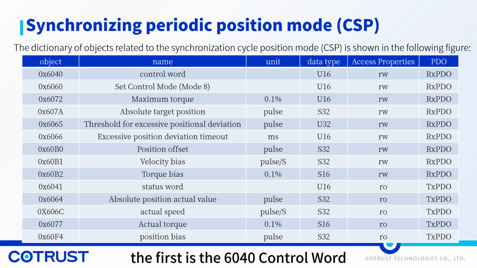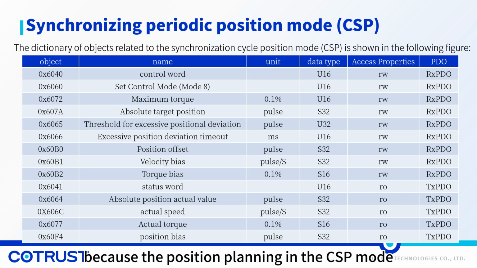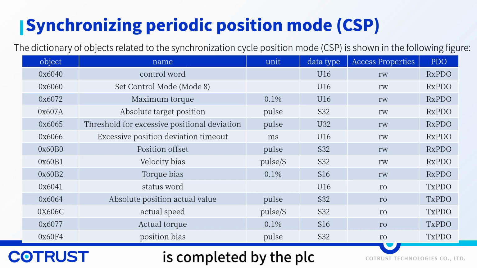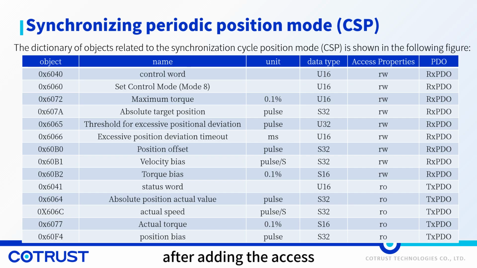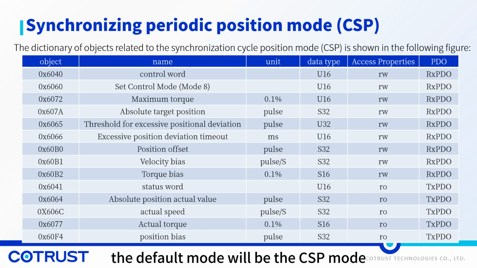The first is the 6040 control word and the 6060 control mode settings. 6060 set to 8 is the CSP mode, because the position planning in the CSP mode is completed by the PLC. We need to configure the 400 axis in the software. After adding the axis, the default mode will be the CSP mode.